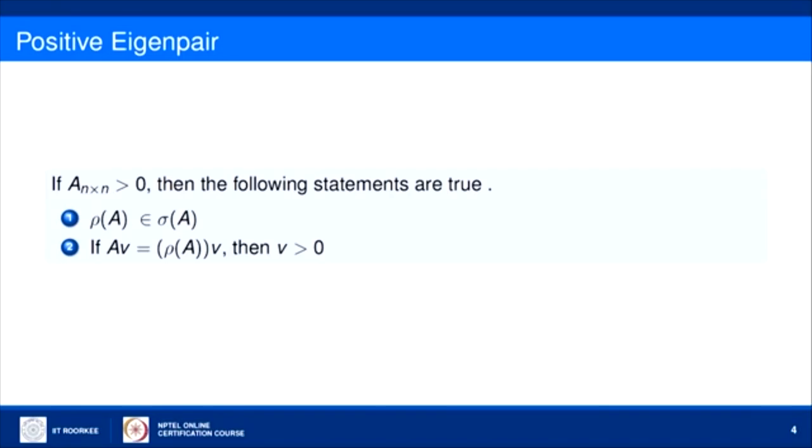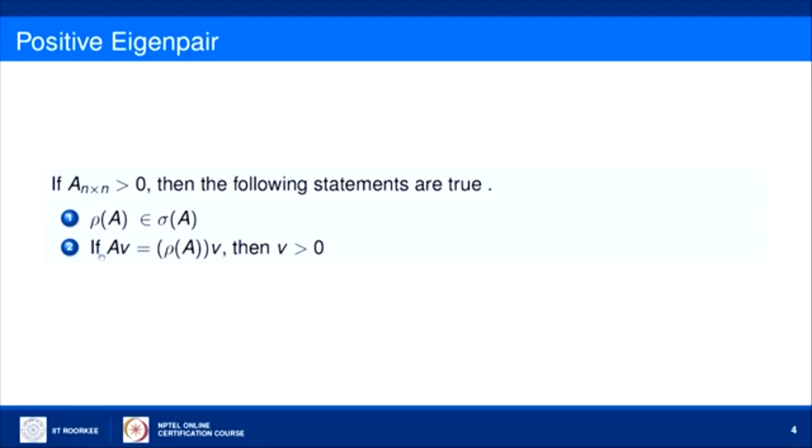Now, let us talk about the positive eigenpair. If A is an n by n positive matrix, then the following statements are true. Number 1, the spectral radius of A lies in the spectrum of A.